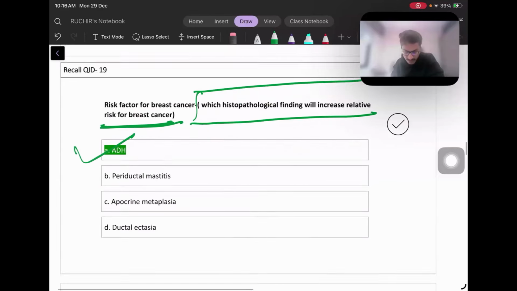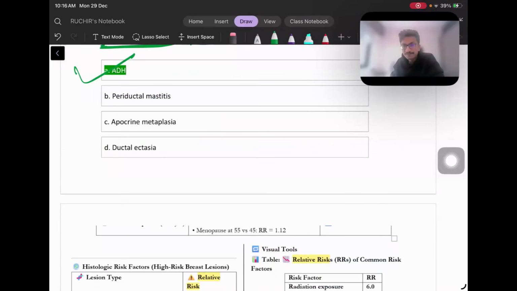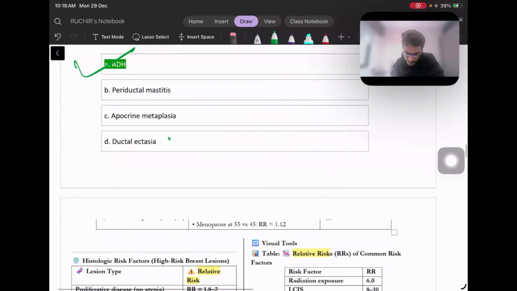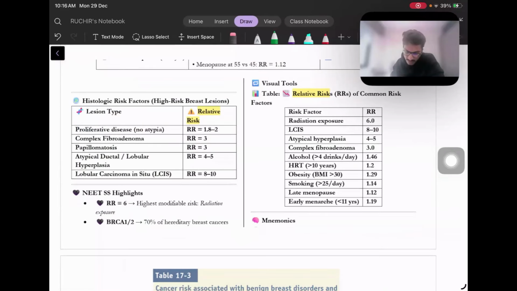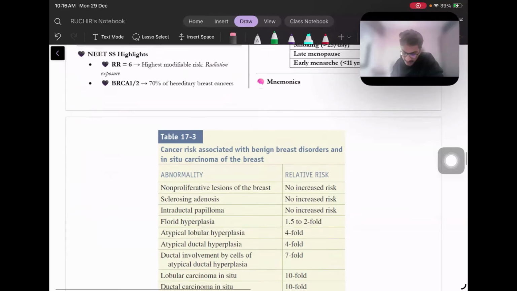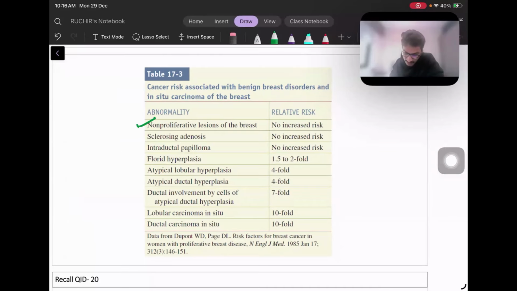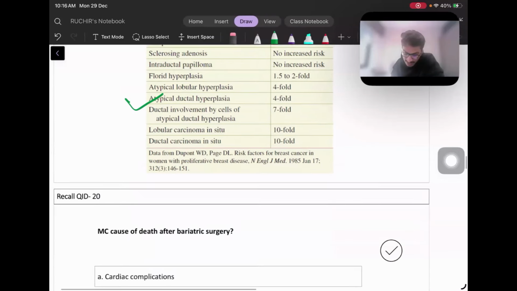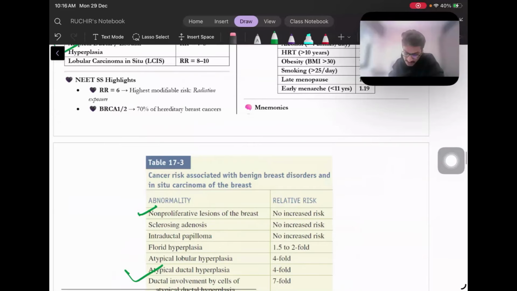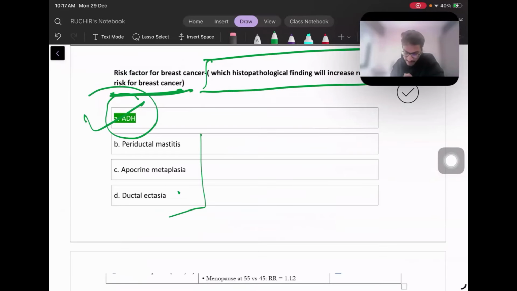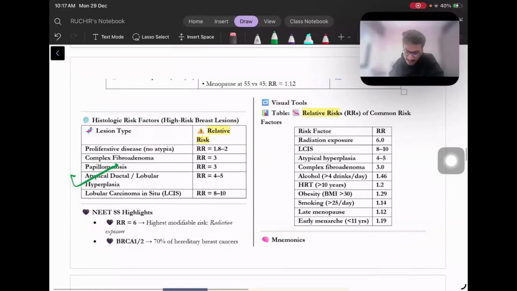So I think the answer is pretty much straightforward. Periductal mastitis or duct ectasia lead to an inflammatory condition, so both will not have increased risk, if we see the relative risk table mentioned in Schwartz, and also what we mentioned in our notes. Any proliferative disease, ADH or ALH, will have increased relative risk for breast cancer. Non-proliferative lesions will not have any risk. Sclerosing adenosis, intraductal papilloma all do not have. ADH has increased risk. So here the answer would be ADH, because all the others do not have any increased relative risk for breast cancer.